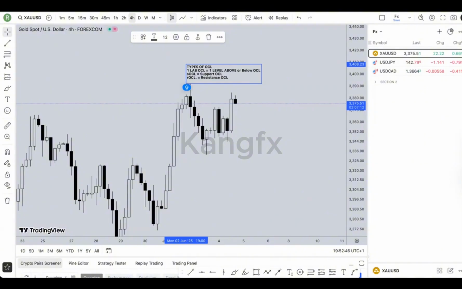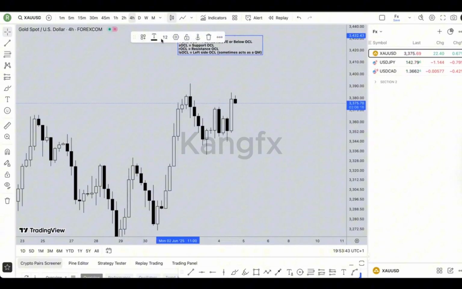After that, we have the LSOCL. I know you've seen this one in my page. The LSOCL stands for left side OCL. Sometimes it acts as a cure. All right, so these are the OCL we are going to focus on in this class.